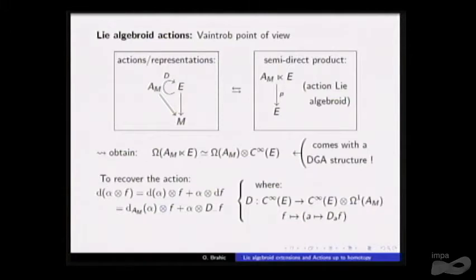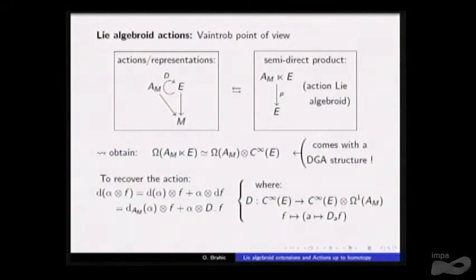And essentially, what you do is that when you take the total differential, and it's of the form alpha tensor F, there's d alpha tensor F plus alpha dF. So dF is just the de Rham differential on E. So yes, you have this derivation condition that is satisfied.